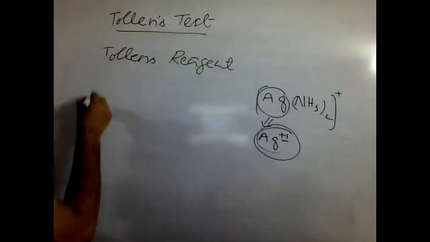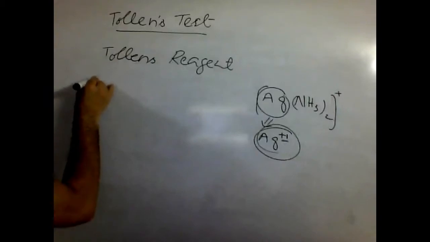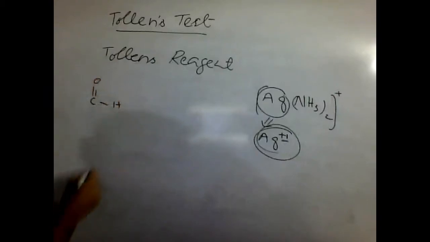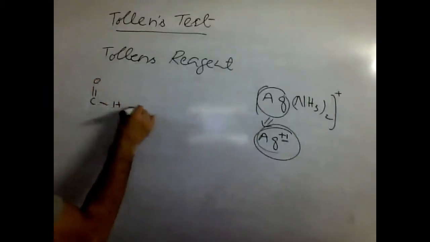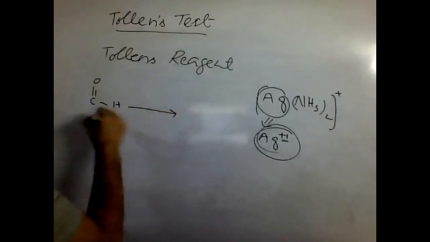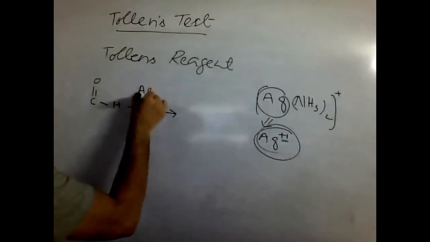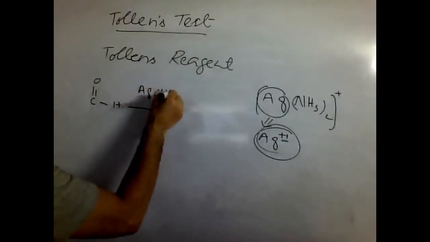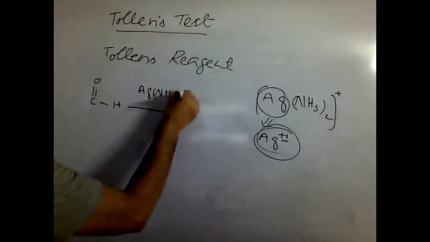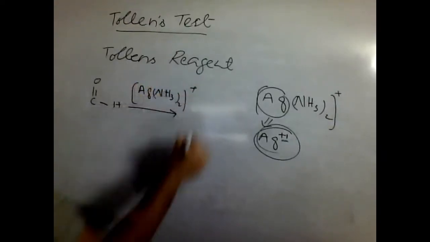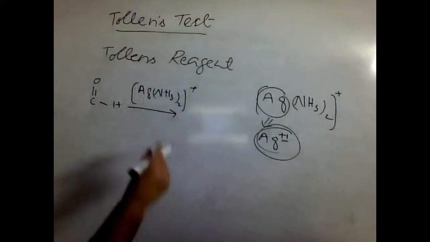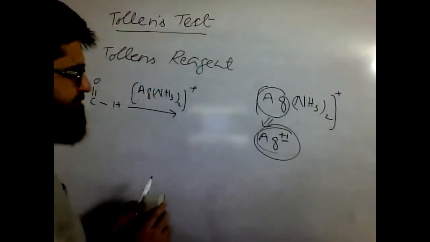What happens actually during this Tollen's test, if we have aldehydes and ketones and we react them with ammoniated silver nitrate? What happened during this test?